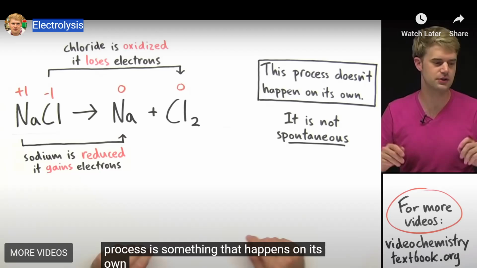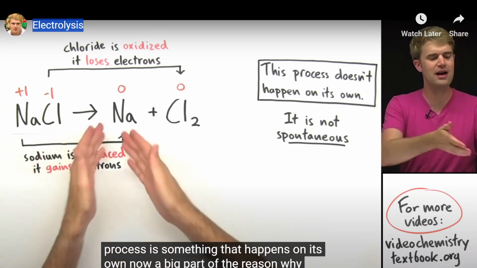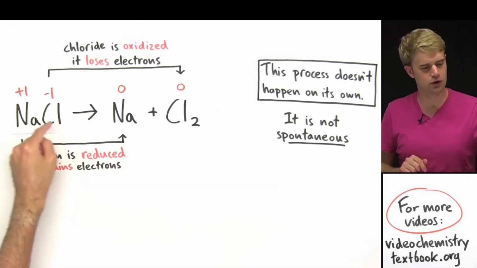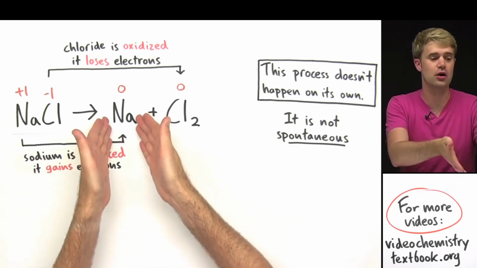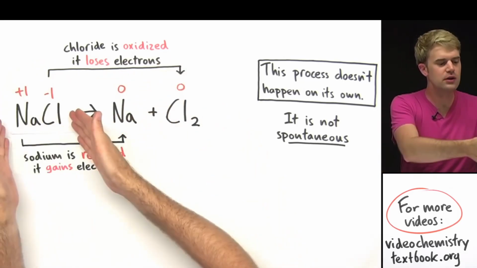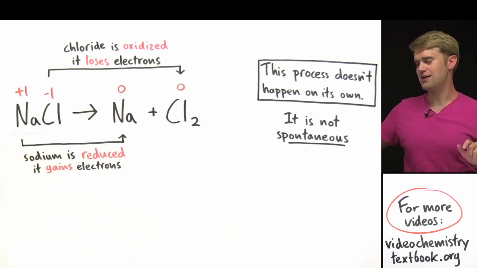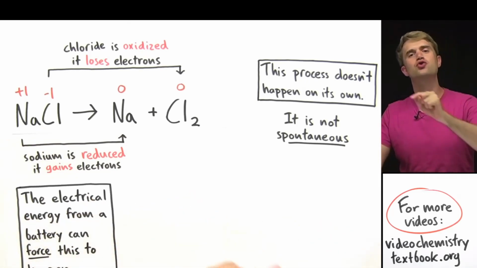Not thermodynamically favorable. Excellent. Now, a big part of the reason why this isn't a spontaneous reaction is because sodium and chloride over here are really happy with the number of electrons they have. Sodium doesn't want to gain more electrons, and chloride here doesn't want to lose electrons. They're totally set right here. So we have to force this process to happen. And that's where the electricity part of electrolysis comes into play.